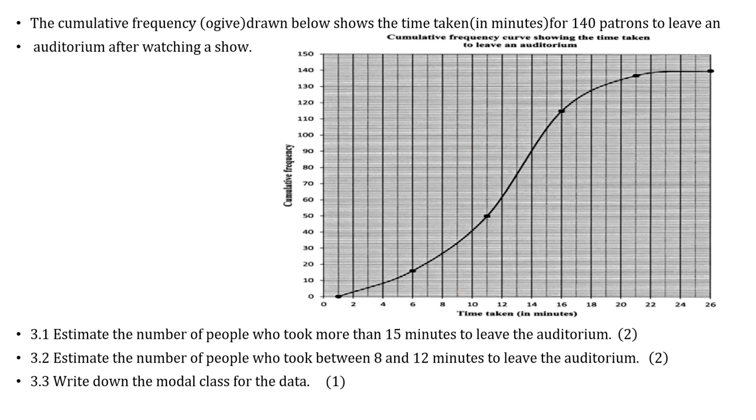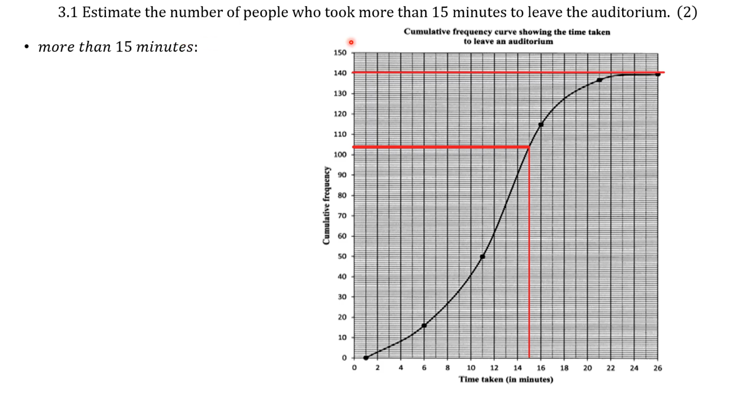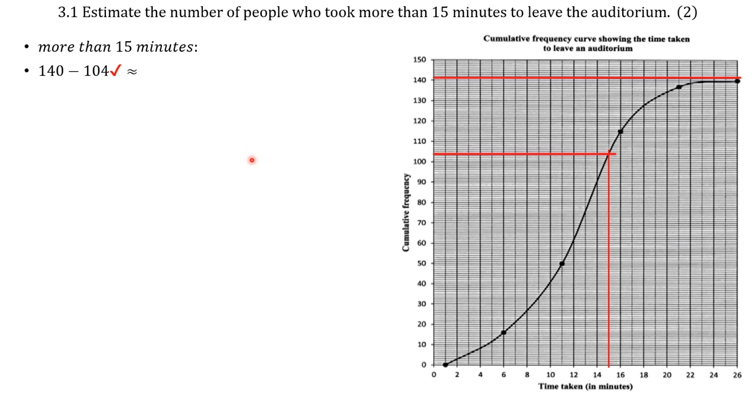So 3.1, estimate the number of people who took more than 15 minutes. Very important, they say more. So if I go to 15 minutes here, between 14 and 16, I go up and I come across the value I get there that took more than 15 minutes. So it would be 140 minus whatever I have there. So there it's approximately 104. So 140 minus 104 gives me approximately 36 people, right? And they accepted 34 to 37 depending on what you're reading off there, right?